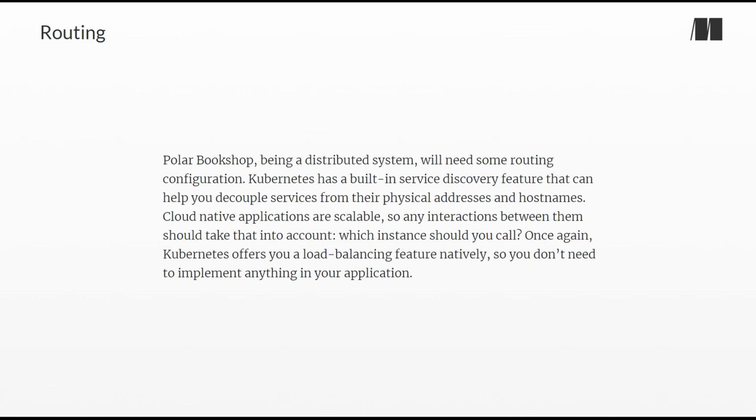Routing. Polar Bookshop, being a distributed system, will need some routing configuration. Kubernetes has a built-in service discovery feature that can help you decouple services from their physical addresses and host names. Cloud-native applications are scalable, so any interactions between them should take that into account. Which instance should you call? Once again, Kubernetes offers you a load balancing feature natively, so you don't need to implement anything in your application.